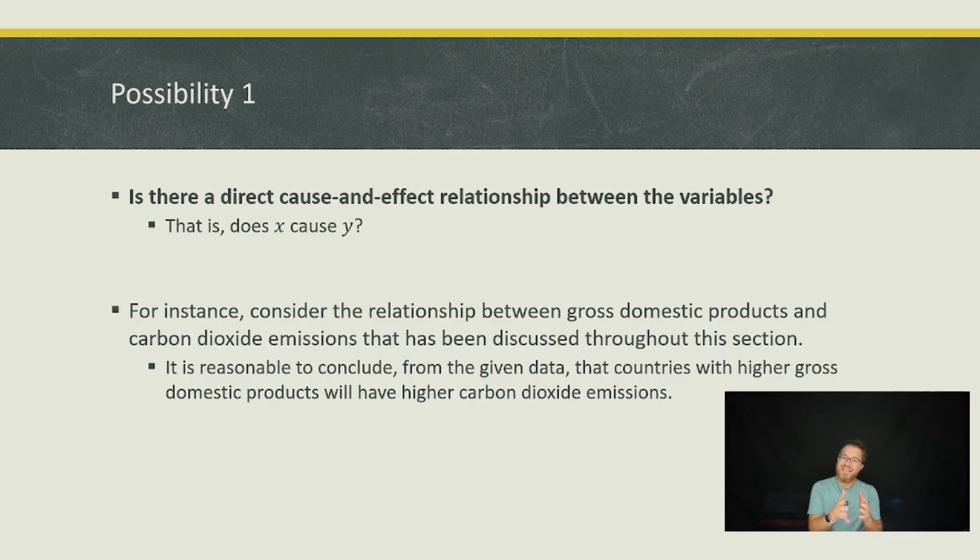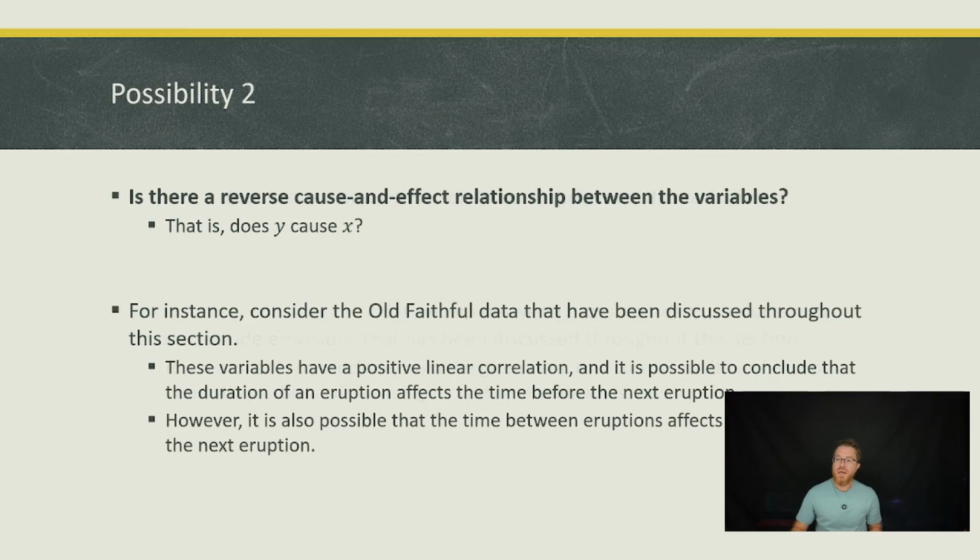Now, does it mean that there is a cause and effect relationship? Well, not necessarily. Maybe we've got it backwards. Maybe the relationship is actually caused by the countries that produce the most CO2 end up getting a higher GDP. And this leads us to possibility number two. Is the reverse cause and effect relationship between the variables the answer, right?